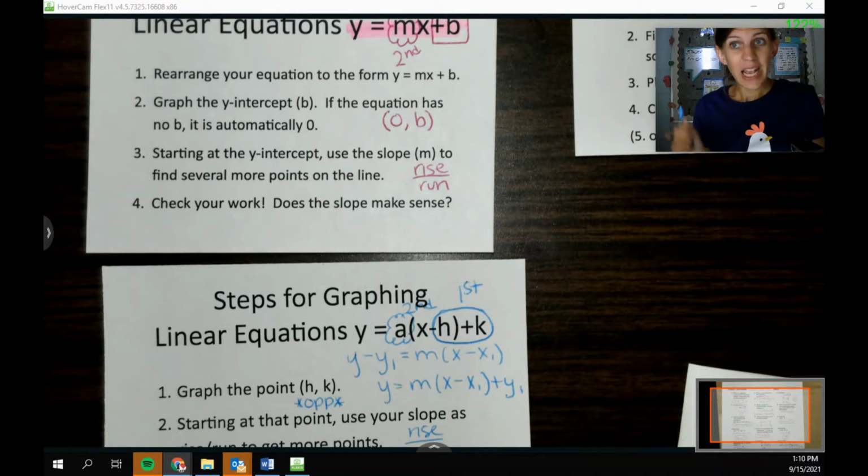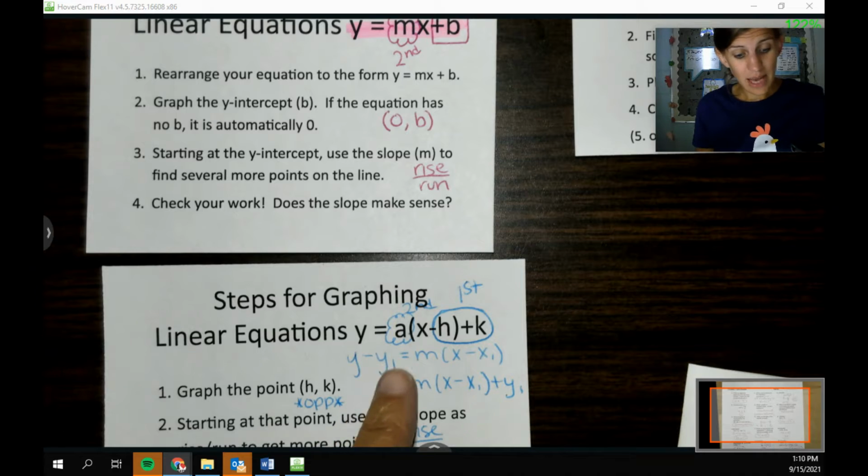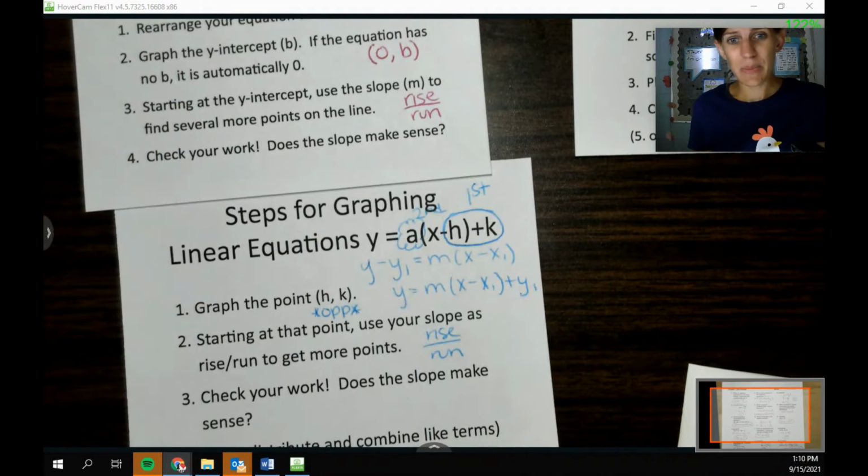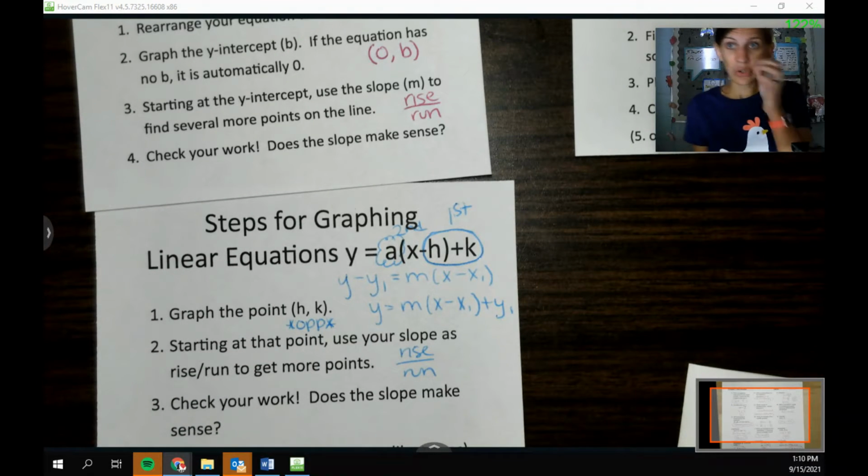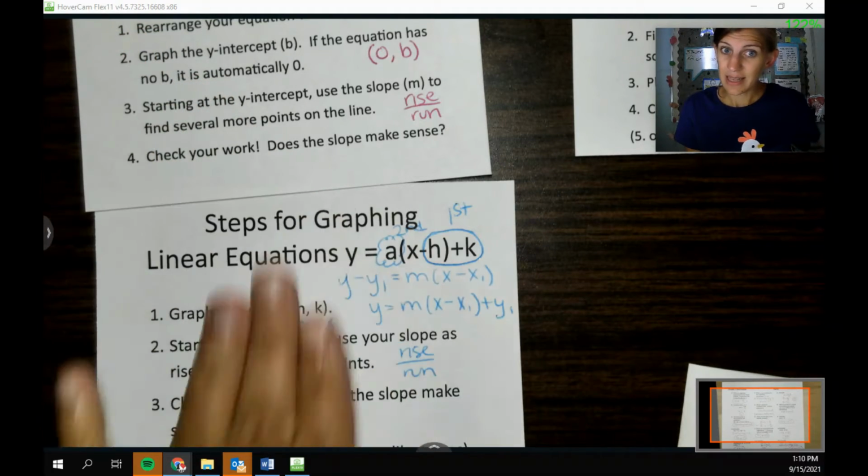And then there you go. If you really want to, you could distribute and combine like terms and then just do y equals mx plus b, but you're trying to save time. You're trying to graph as quickly as possible to get your homework done as quick as possible. So there's that one. That's my fave.